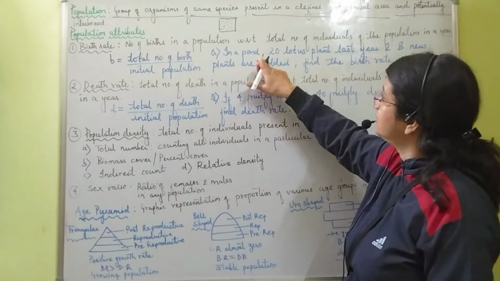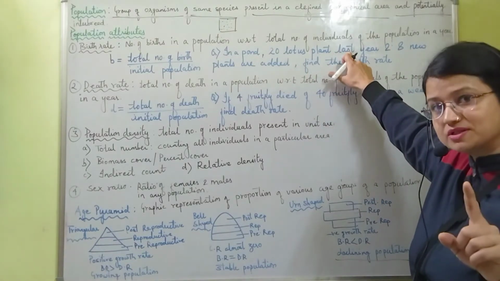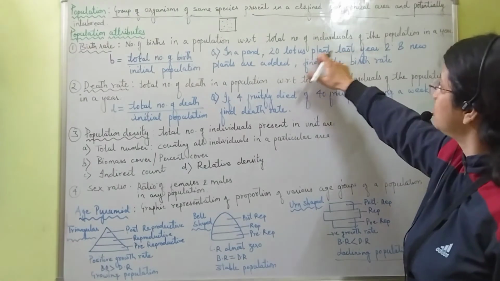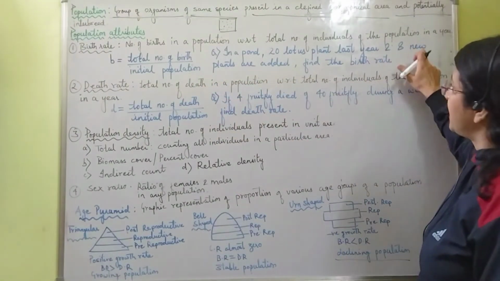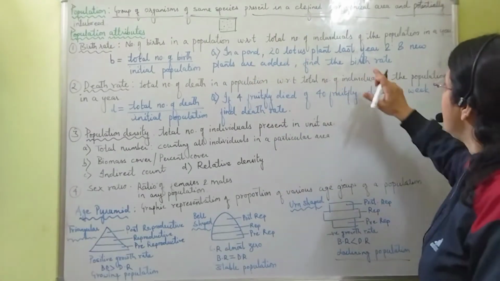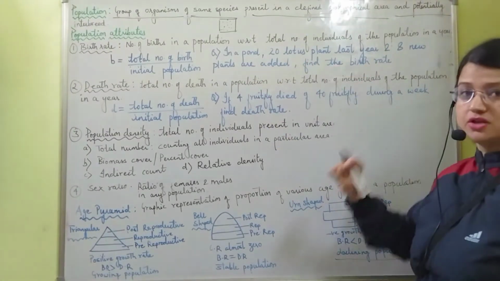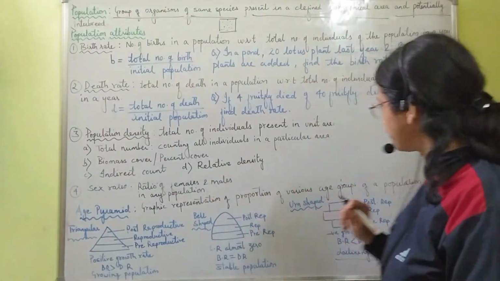In a pond, there were 20 lotus plants last year. Last year there were 20 lotus plants. So it means that 20 lotus plants is the initial population. And 8 new plants were added by sexual reproduction. Clear? Find out the birth rate. So here we have to find out the birth rate. So how to solve this type of question?